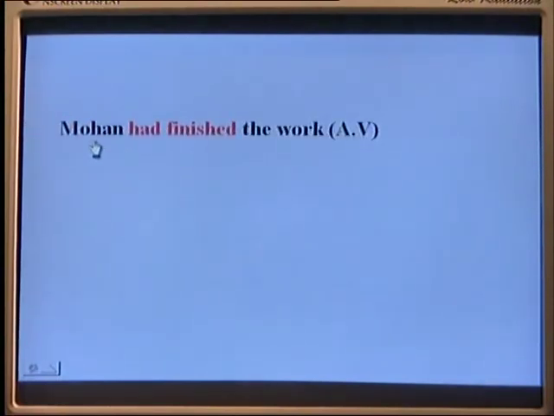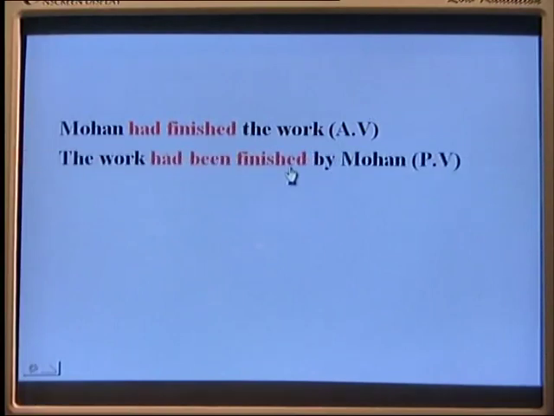Look at this sentence. Mohan had finished the work. Change it into passive voice. Mohan subject, had finished verb, the work object. What is the passive form of it? The work had been finished by Mohan. This is in perfect tense. Therefore, we have used been here. Have you all got the correct answer? Shall I give you another sentence?